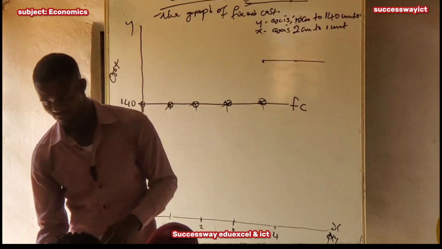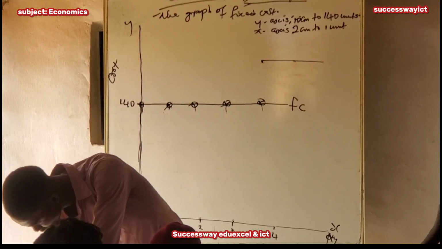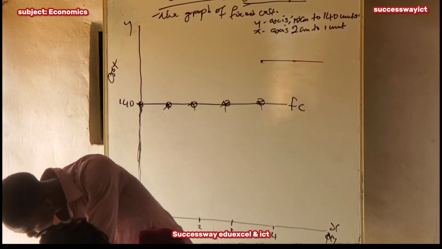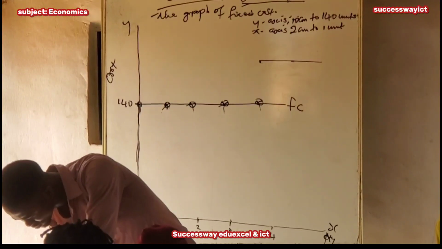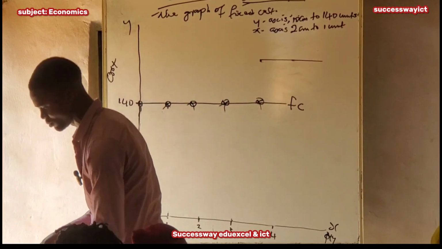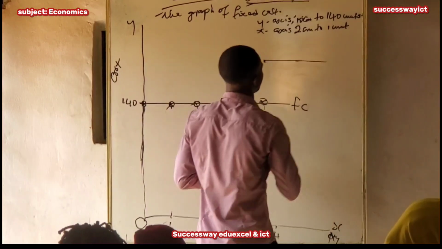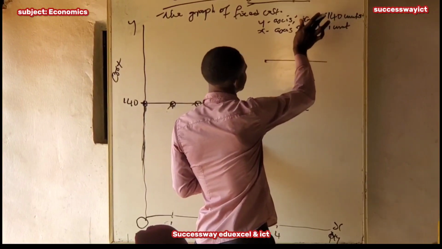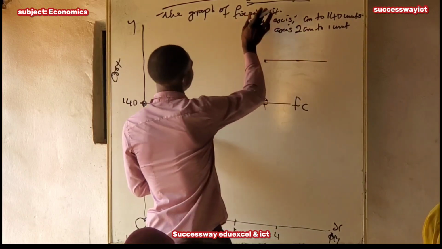Show me your table, babe. Variable cost. 180. $40. Please, I'm changing the scale now. We are going to variable cost now.